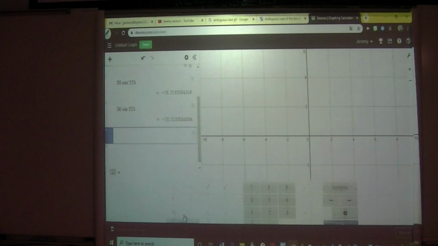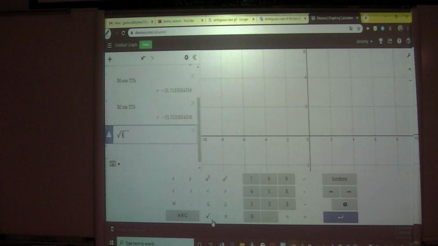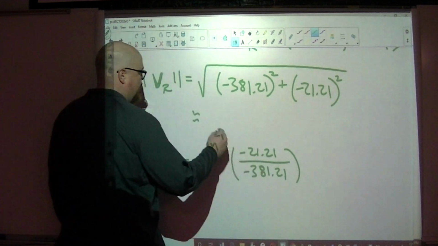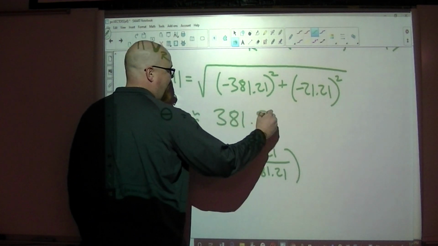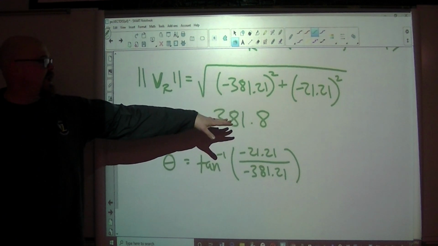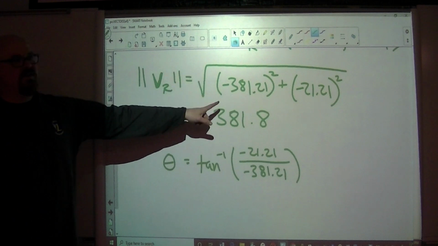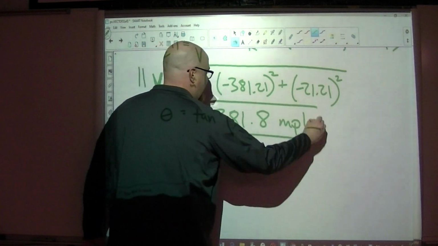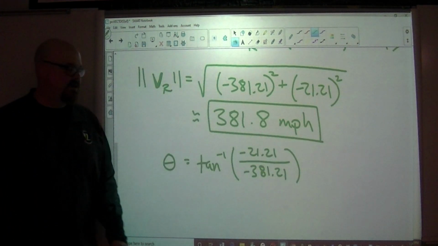So we have the square root of negative 381.21 quantity squared plus negative 21.21 quantity squared. We get 381, let's call that 381.8. So this is 381.8. This is my magnitude measurement, and magnitude for what, the 15th time so far we've talked about? The magnitude of this velocity vector is speed. So it's 381.8 miles per hour, right?